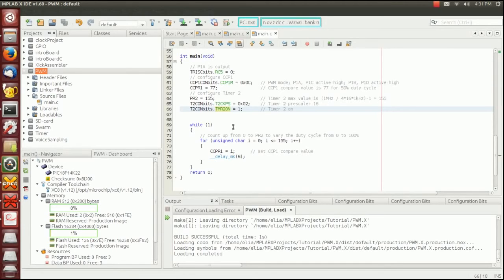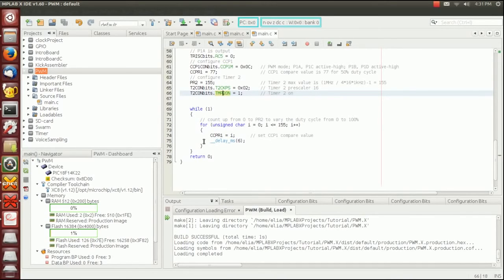Then we set the clock prescaler of the timer 2 to be 16, which is this value right here. And then we enable timer 2, so it starts counting up, and the CCP compares the timer register to the CCP register, and does what we've talked about before.